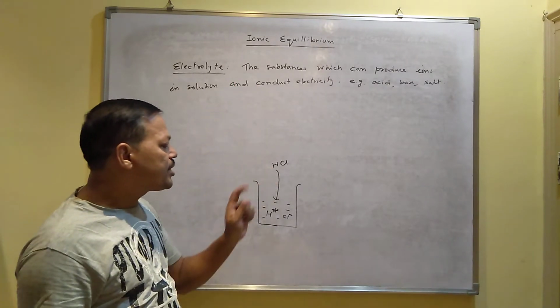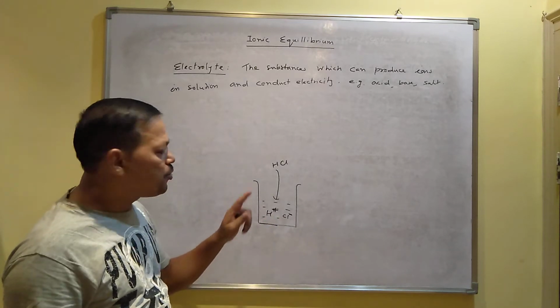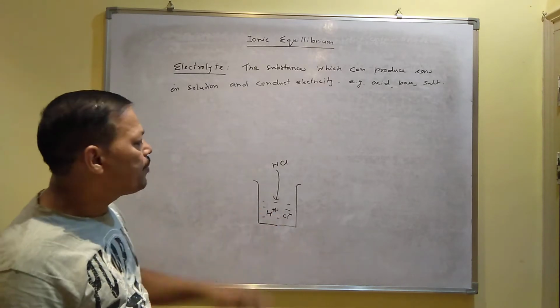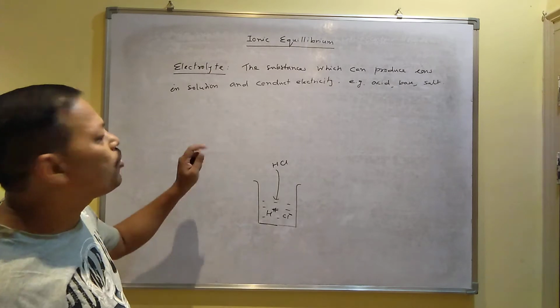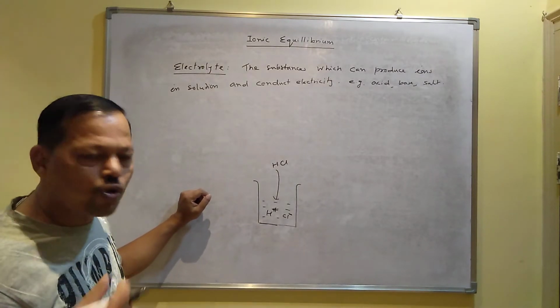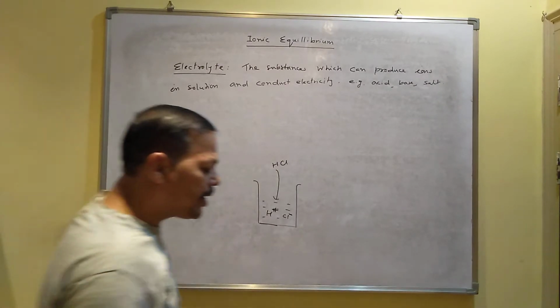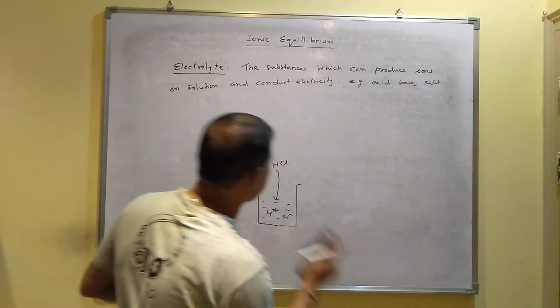So the substances which can produce positive and negative ions in solution, and which can conduct electricity in solution, are called electrolytes. Normally all acids, all bases, and salts act as electrolytes because they can produce ions in solution.